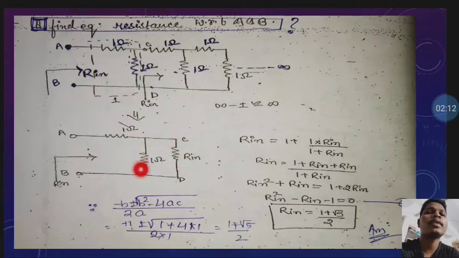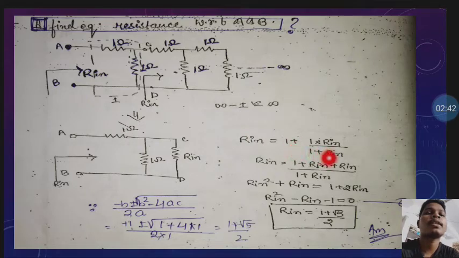What we are doing here: this R input and the 1 ohm are connected in parallel manner. So we take the parallel term, that is 1 into R in divided by 1 plus R in. This is the parallel formula of the resistance. After calculating this, we will add the 1 ohm resistance here. Why? Because it is in series connection, that's why we are adding 1 here.